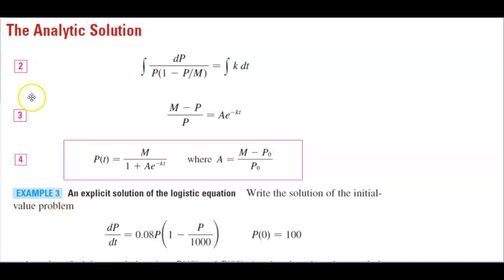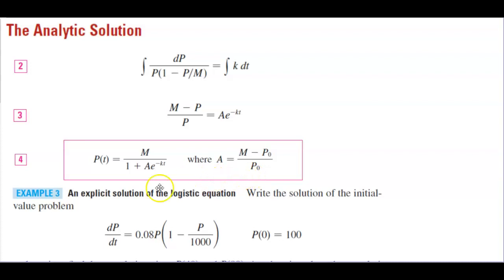In example 3, we need 3 definitions to go over, which is the analytical solution. For equation number 2, we have an integral of dp divided by p times 1 minus p over m is equal to the antiderivative of kt. And then we know that m minus p divided by p is equal to a e to negative kt. And then in equation number 4, p of t is equal to m over 1 plus a e to negative kt, where a is going to equal m minus the initial value of p divided by the initial value of p.